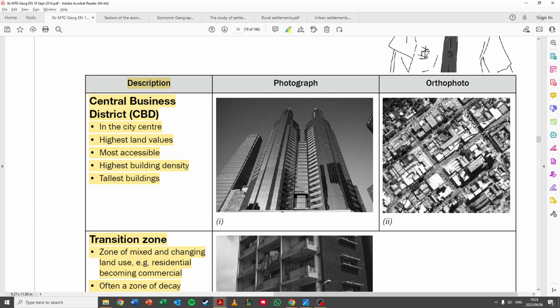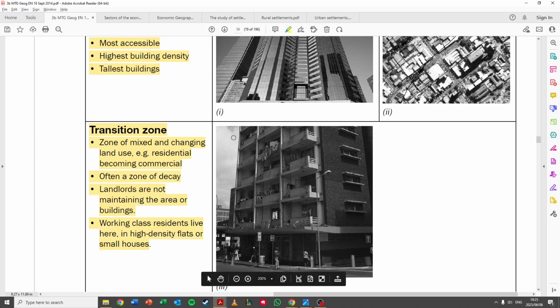This is going to be found in the city center. It's going to have the highest land value. It is the most accessible for the most part. It has the highest building density and the tallest buildings. Then we have our transition zone. This is typically what you get right outside the CBD. This is a zone of mixed and changing land use, so it can be anything from residential and commercial. And this is often a zone of decay.